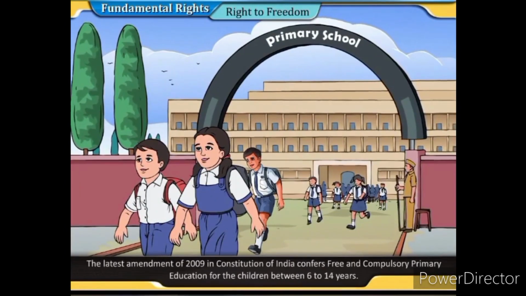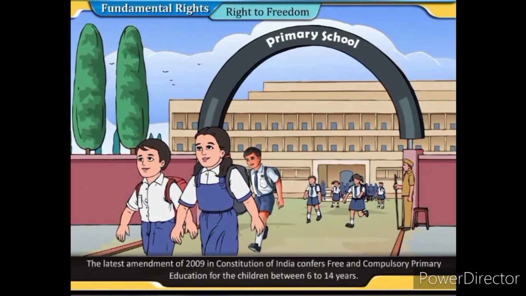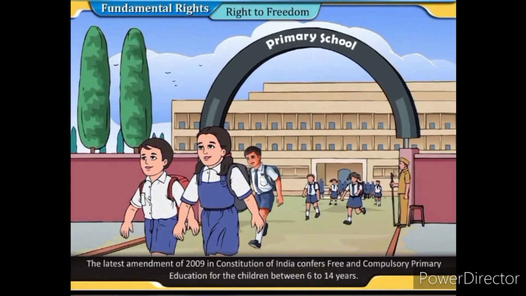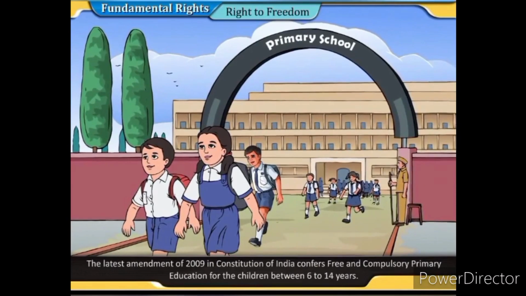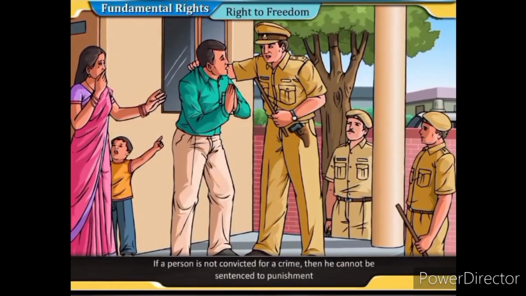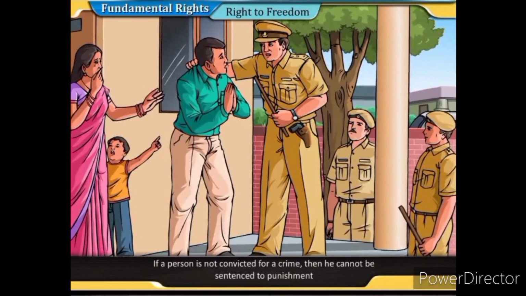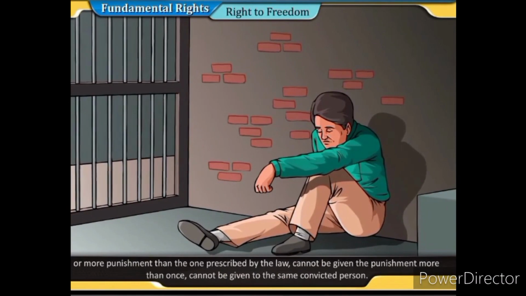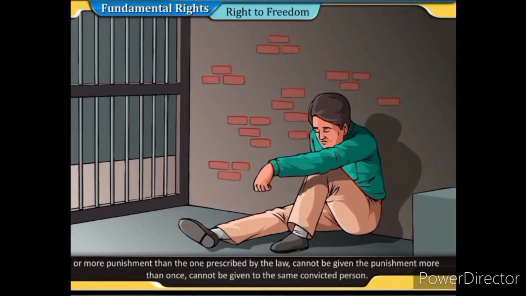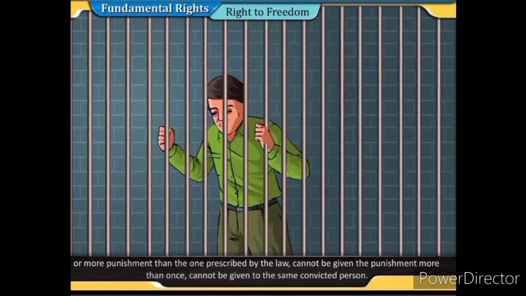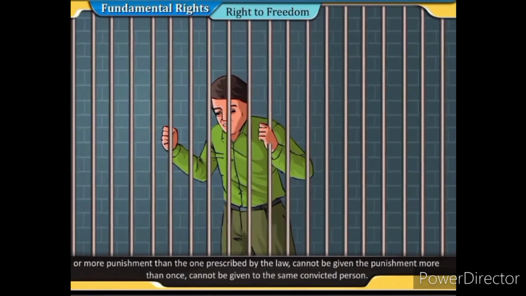The latest amendment of 2009 in the Constitution of India confers free and compulsory primary education for children between 6 and 14 years. If a person is not convicted of a crime, then he cannot be sentenced to punishment, cannot be given more punishment than the one prescribed by the law, and cannot be given punishment more than once for the same offence to the same convicted person.